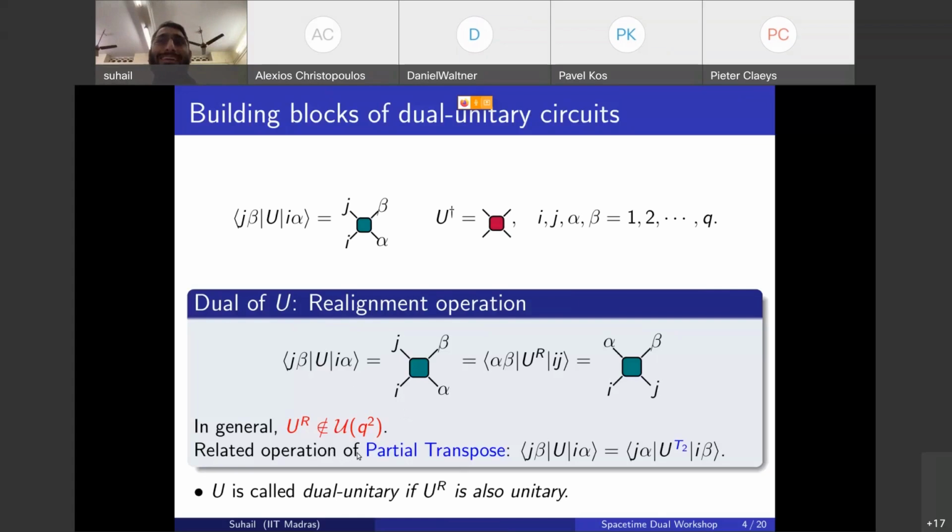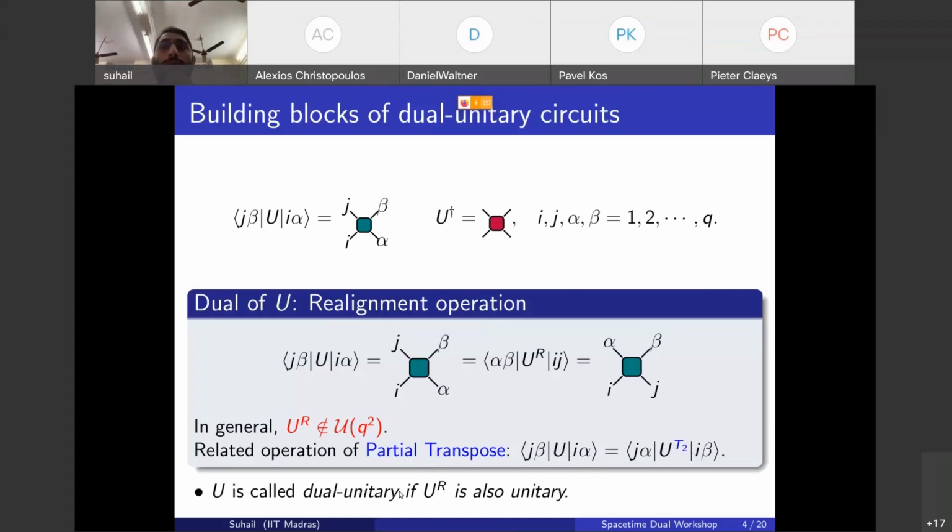I also want to say that there is a related operation of partial transpose, where one interchanges indices corresponding to either the first subsystem or the second subsystem. This rearrangement we are going to see later in the talk also. So I define it here, where we do the transpose on the second subsystem, so we interchange alpha and beta. This will be denoted by subscript 2, just to avoid confusion with the usual transpose.